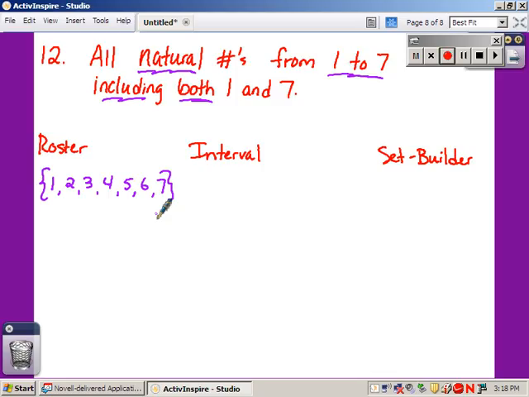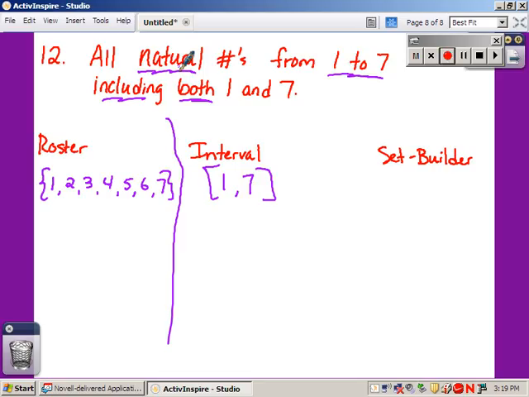Let's think about interval for a minute. I noticed on some of your papers and so on, I saw this as an answer. I saw 1 to 7, and then include both. I saw that. All right, it actually looks pretty good. It does take care of the range part of 1 to 7, and it does take care of including them both. But what it doesn't take care of is the natural number part.